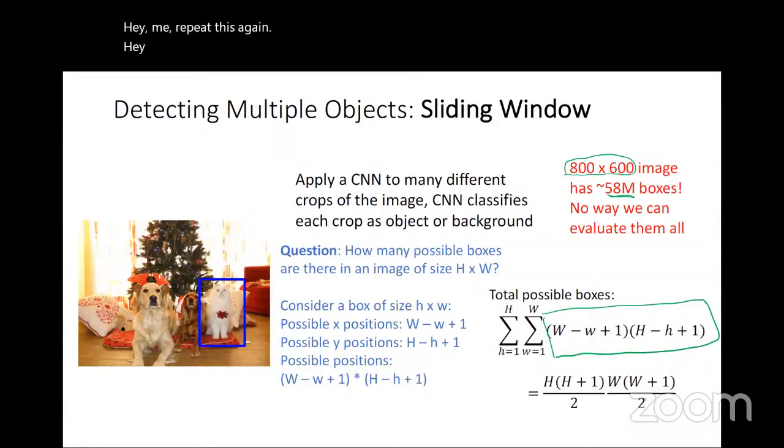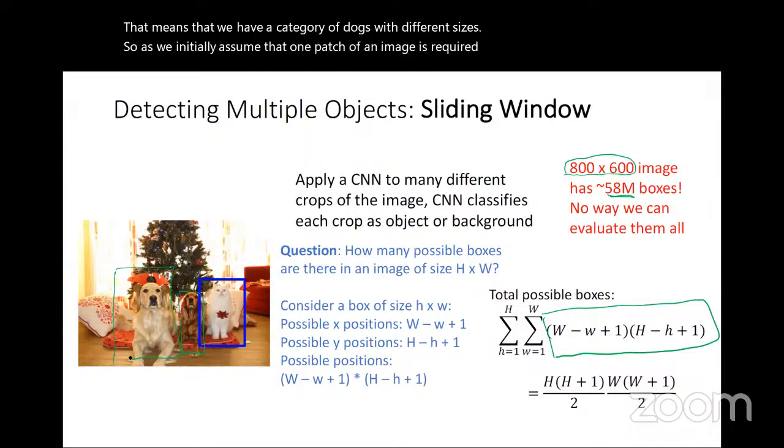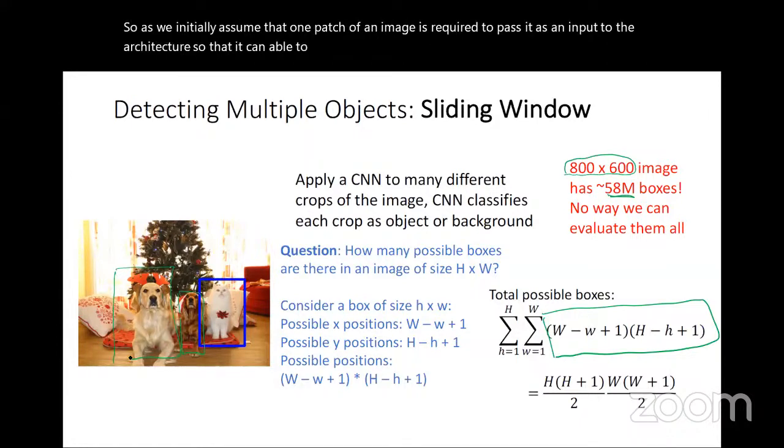Here, the dog size is much higher, and there is another dog of a smaller size. That means we have a category of dogs with different sizes, right? As we initially assumed, one patch of an image is required as an input to the architecture so that it can recognize, right? Now, what could be the size? There are n number of possibilities.